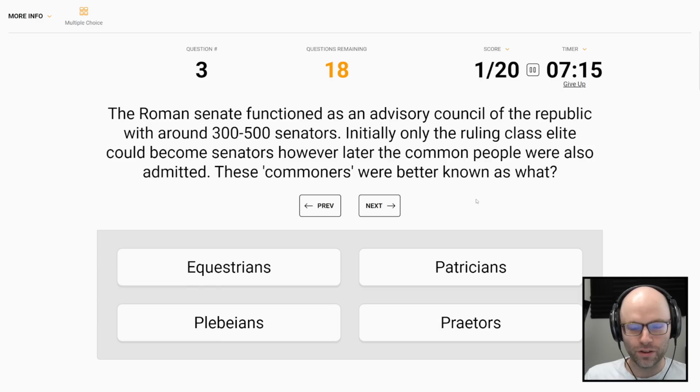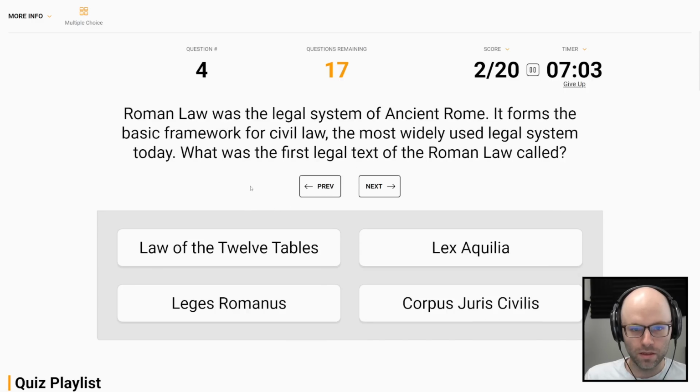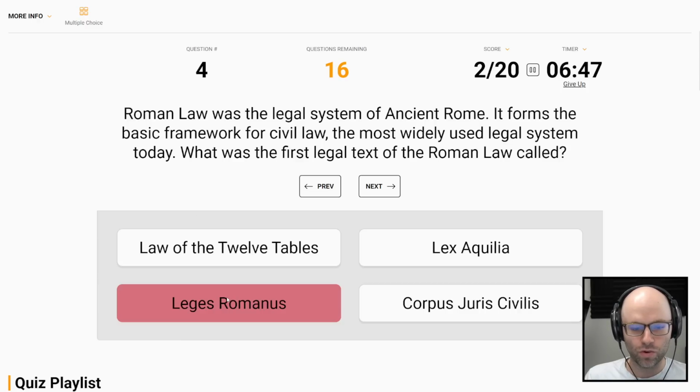The Senate functioned as an advisory council of the Republic with around 300 to 500 senators. The ruling class elite could become senators. However, later people commonly known as plebeians were also added. Roman law was the legal system of ancient Rome. Huge if true. It forms the basic framework for civil law. Okay, what was the first legal text of the Roman law called? That would be the Legis Romanus.